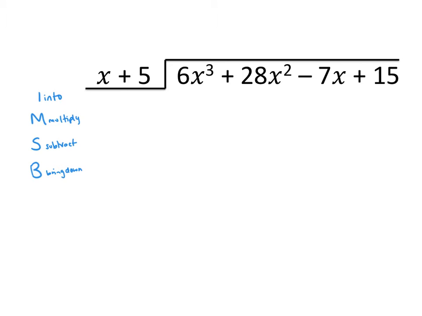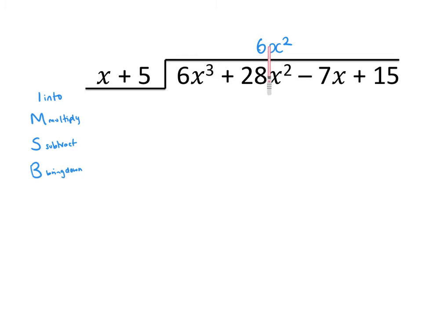So we always start with this term here. We say how many x's go into 6x cubed. So we're basically saying x multiplied by what gives us 6x cubed. And that is in fact x squared, so 6x squared. Okay, so that's step 1. This is our into. So how many x's go into 6x cubed? It's 6x squared.